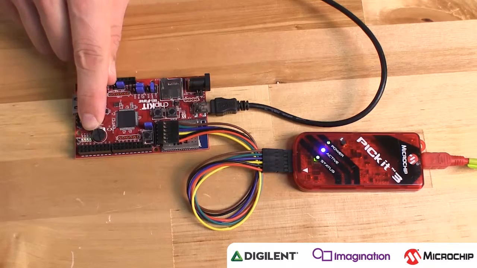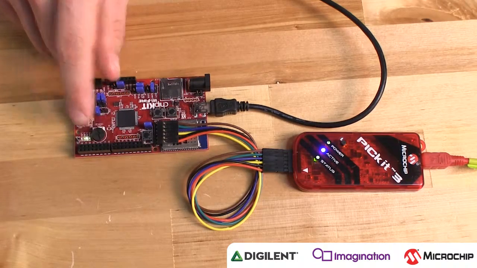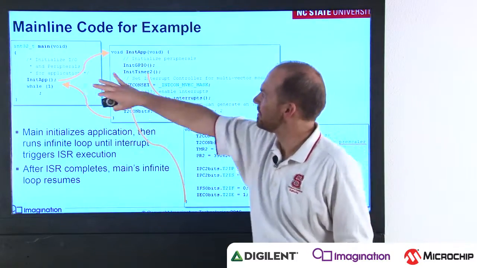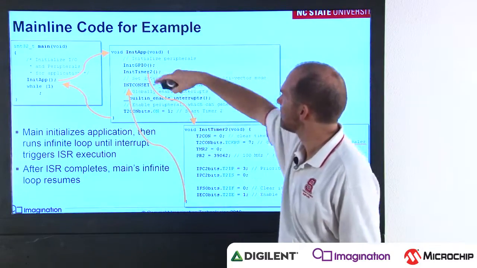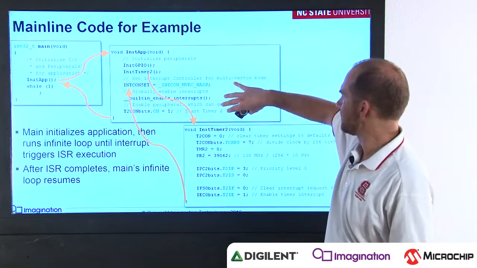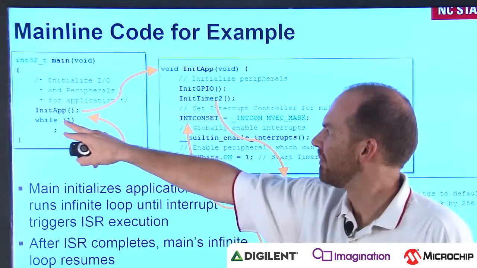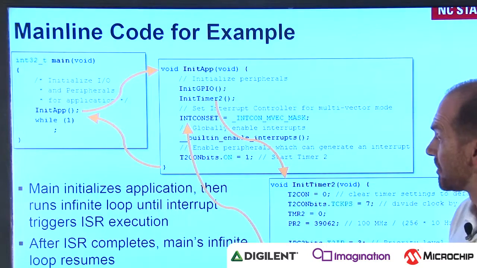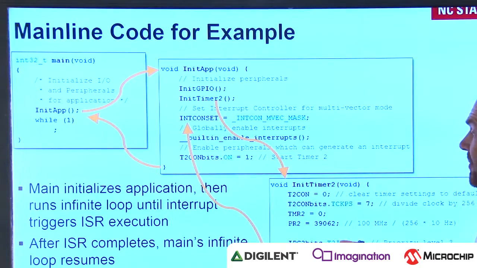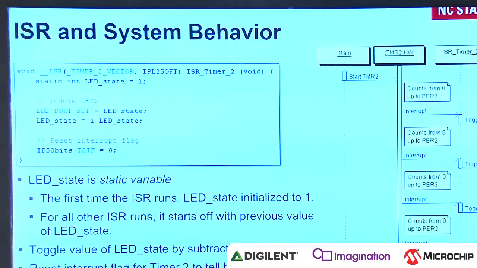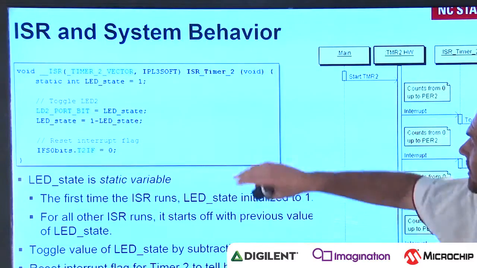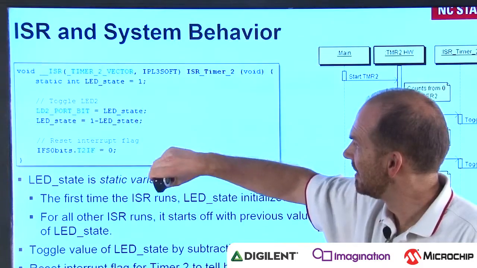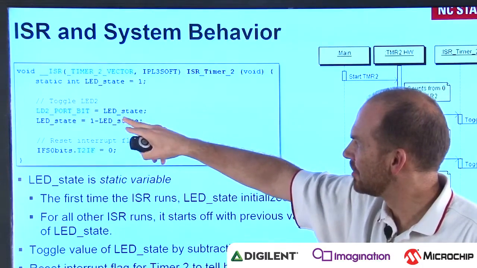So let's take a look at the code that was used to generate this. In this code, we have the main function, which calls init app, which initializes the peripherals, including the timer. Here's our while one loop that just sits there. So the main function does nothing. It's just the interrupt service routine that's going to execute. And here is the interrupt service routine, toggling the LED. So we're toggling LED 2.